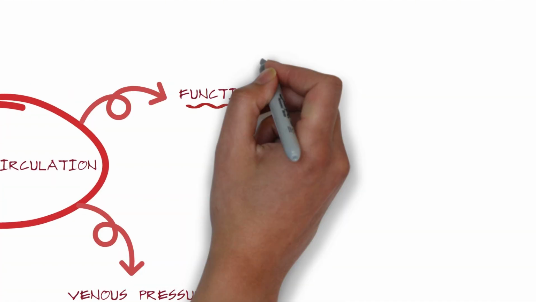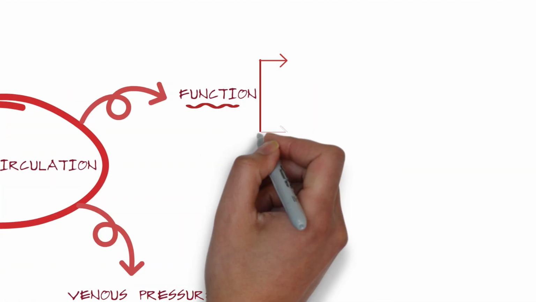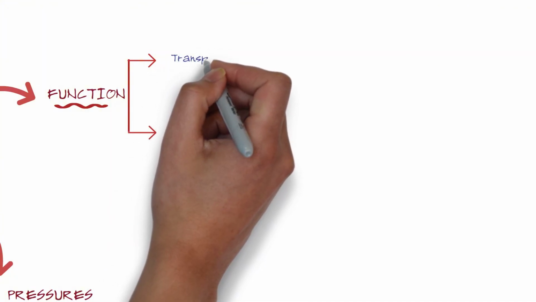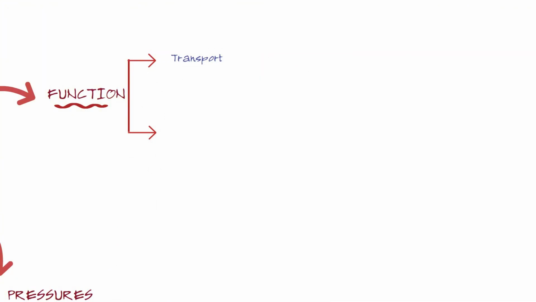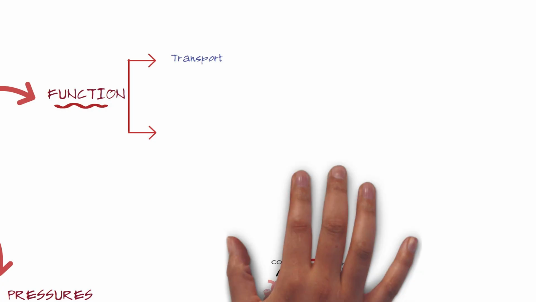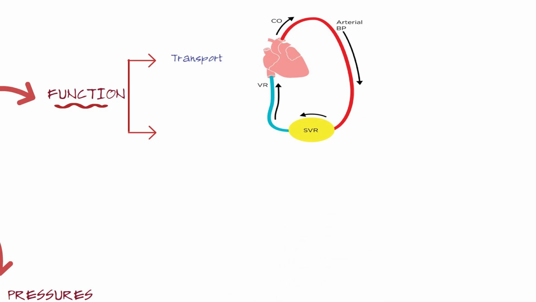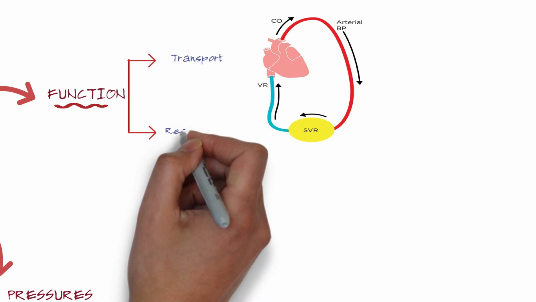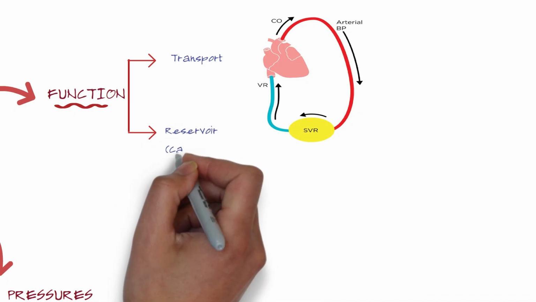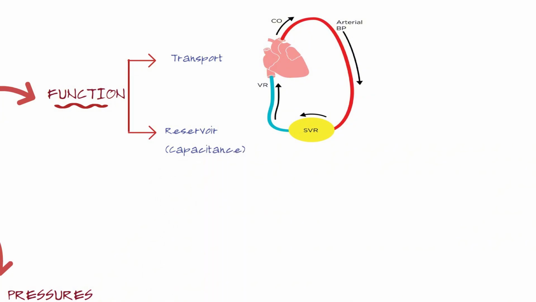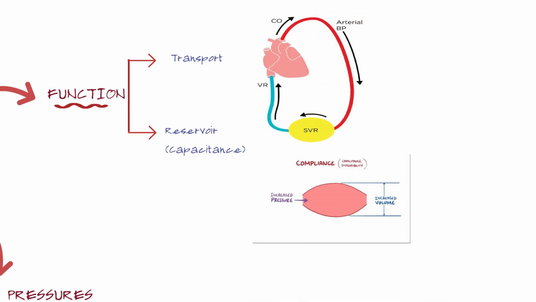Let's start with the function of the venous system. The vein has two main functions. First, transport. It returns the blood back to the heart because of low pressure compared to the artery. Second, reservoir. The veins store most of the blood due to the high compliance. So when the body needs more blood, venoconstriction occurs, increasing the venous return, increasing the cardiac filling and cardiac output.